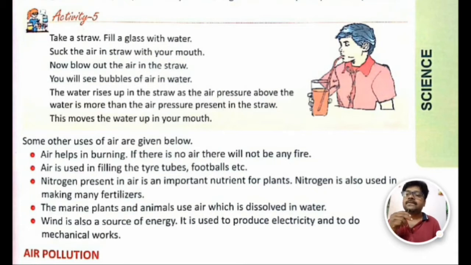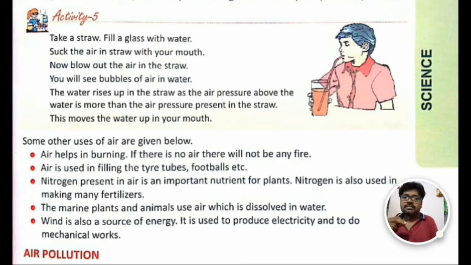Okay. Next, the marine plants. What are marine plants? The plants that are present in seawater. Next, marine plants and animals use air which is dissolved in water. Marine plants in the sense the aquatic plants, and animals also, aquatic animals.